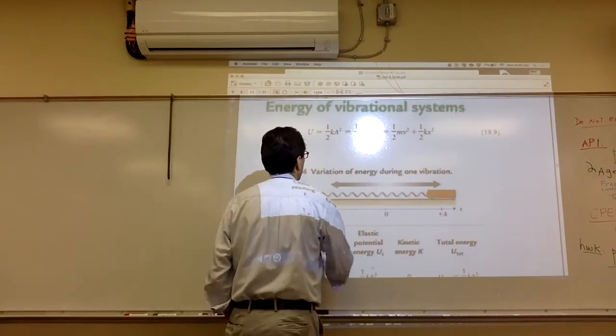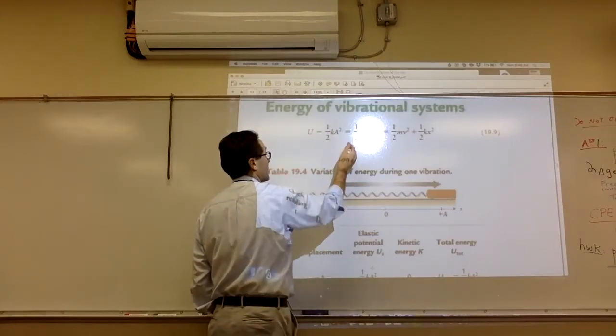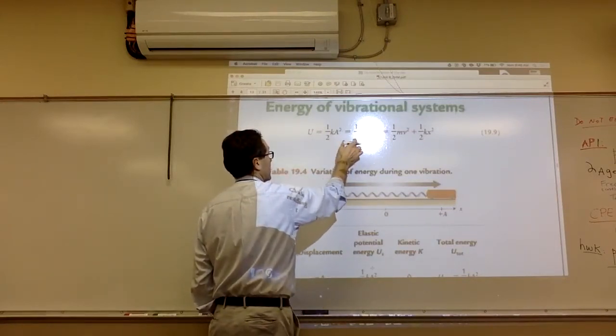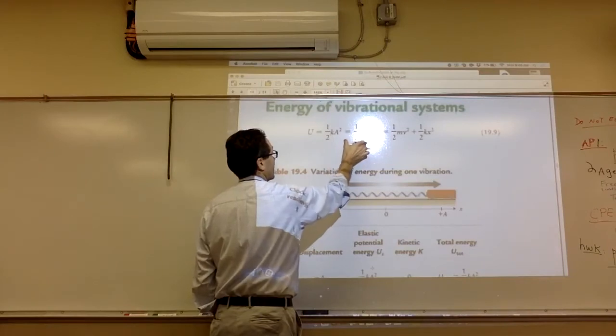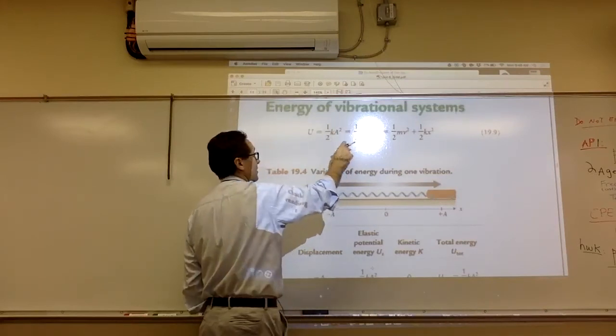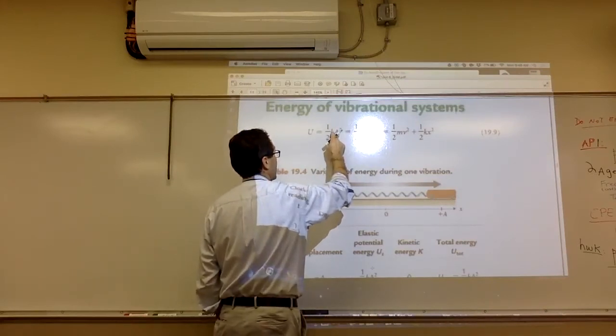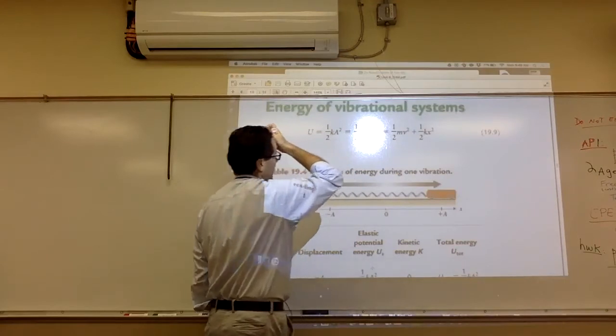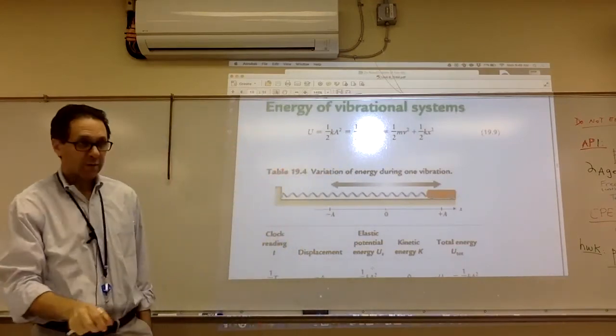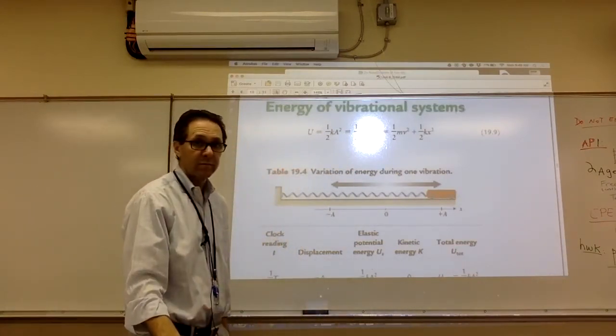I think all you have to do is work between these two expressions here, and you're going to see that you can isolate Vmax, and if you get rid of the halves, you divide by m, and you take a radical, you should get Vmax is A times radical of k over m. Okay, so that's something that should be easy to do.